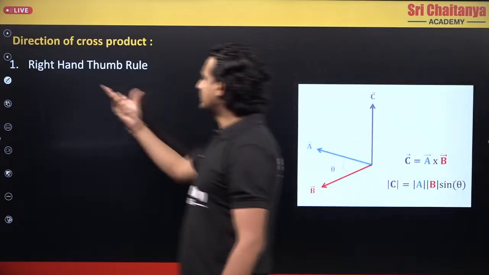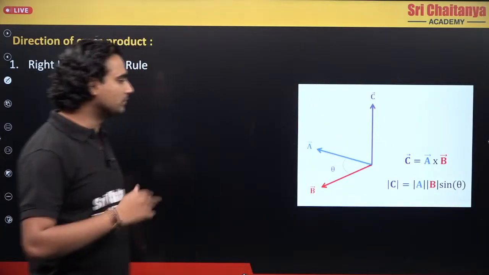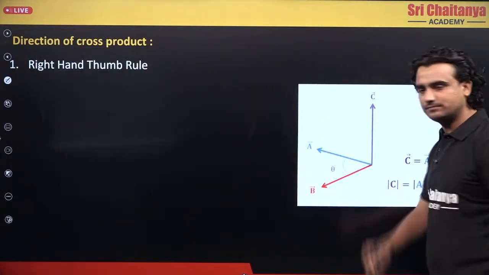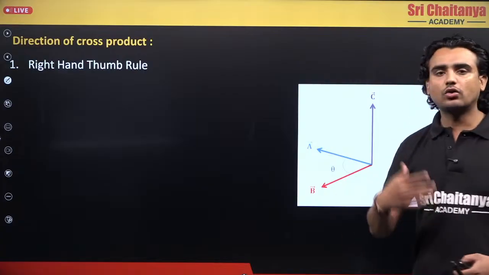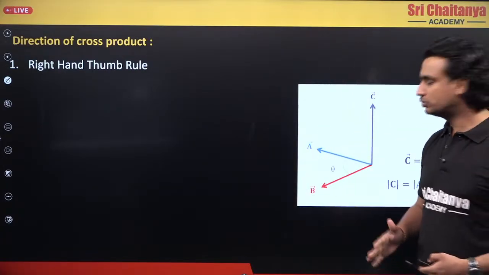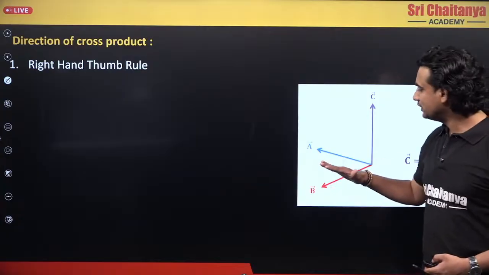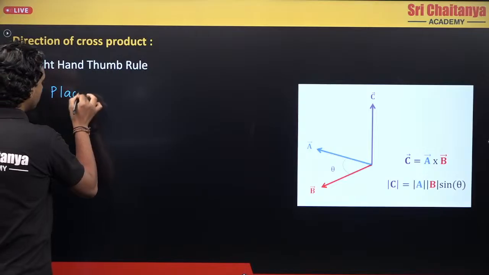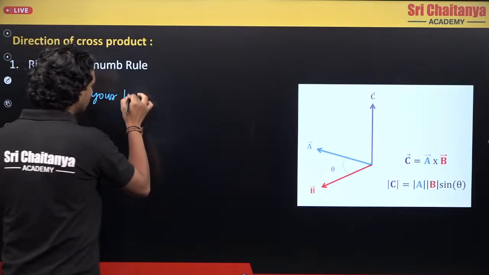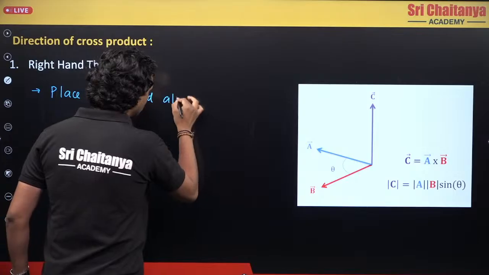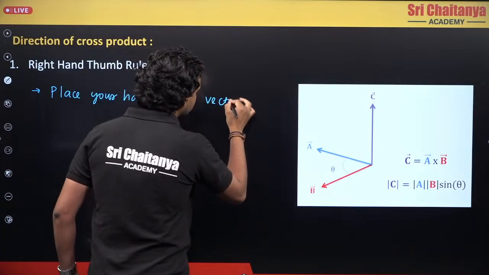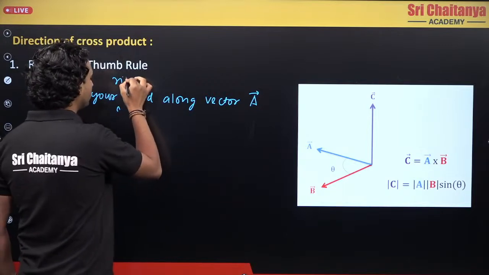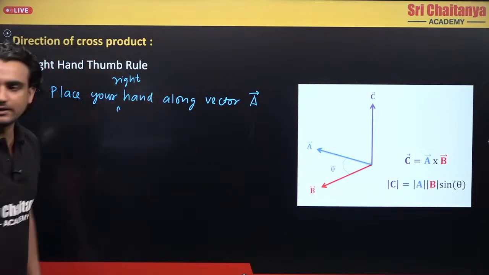So first rule is right hand thumb rule. First rule is right hand thumb rule. And what does right hand thumb rule say? That if I am doing the cross product of A and B, you simply what you should do, let's understand this. So first thing I'll do is place your right hand fingers along vector A, okay, very important.